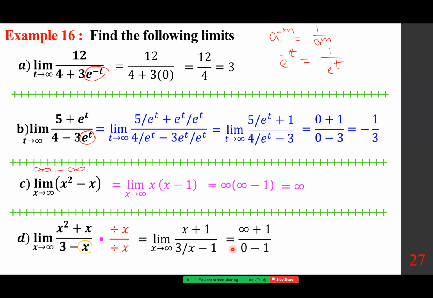Now, here's what I want you to be careful about again. The numerator, infinity plus any number, is infinity. The denominator is negative 1. That's why you want to be careful. It's negative infinity, class. You want to be very careful with the sign. Okay.